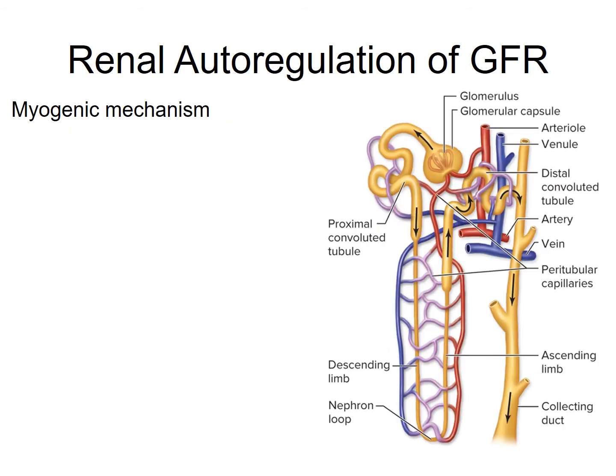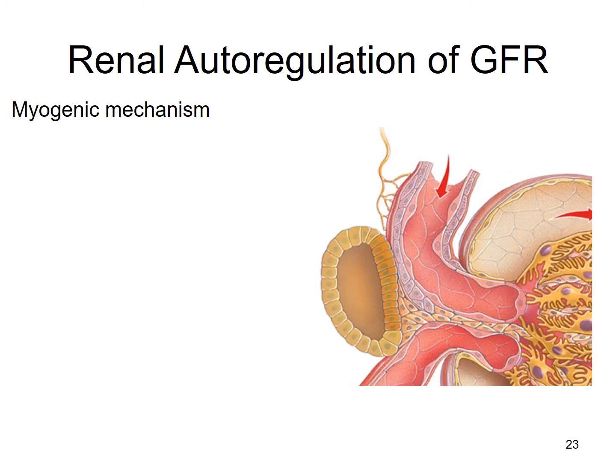So let's take a look at the myogenic mechanism first. Before we take a closer look at the glomerulus itself, I wanted to show you the angle that we're looking at with the glomerulus. This is a picture of a nephron, and this one is diagrammed a little bit more correctly, with the distal convoluted tubule coming back up right beside the glomerulus. So if we cut through both the distal convoluted tubule and the glomerular capsule right at this angle, we're going to see the glomerulus and the distal convoluted tubule. So let's fade that out and take a look at this.